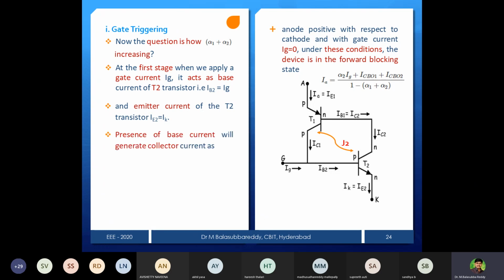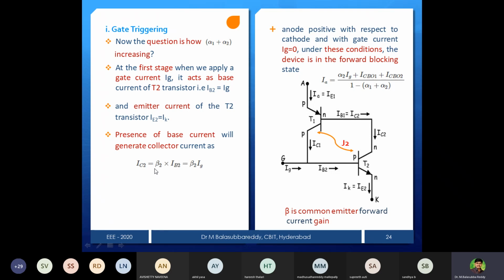Once the collector current increases here, that is nothing but the base of transistor 1. The base current of transistor 1 increases, so again emitter current will increase here. So emitter current increases, alpha 1 increases, like this, a cumulative process. These are the sum of the relations.